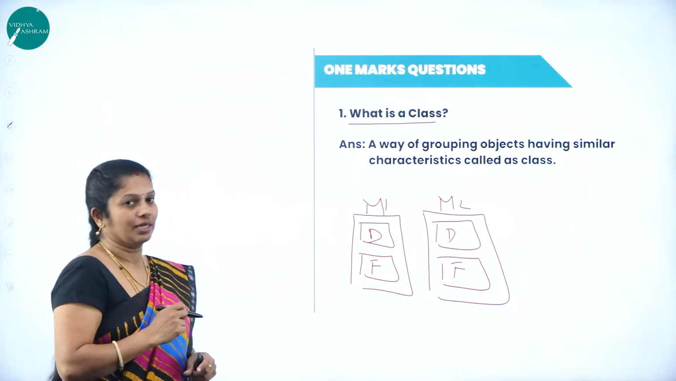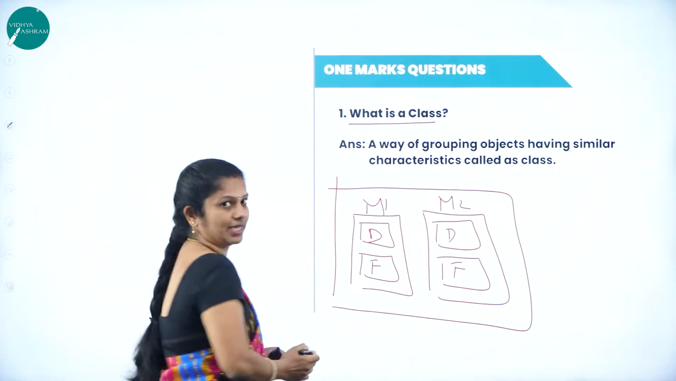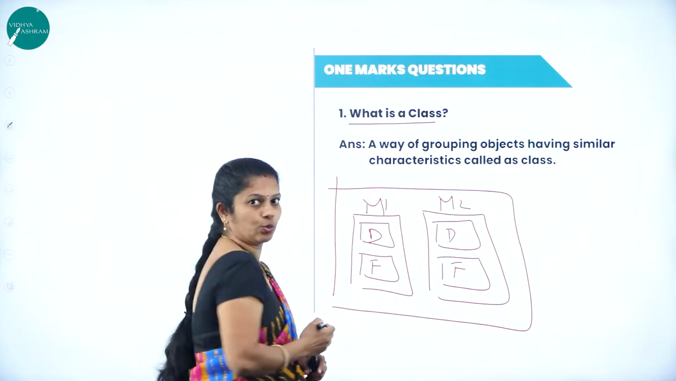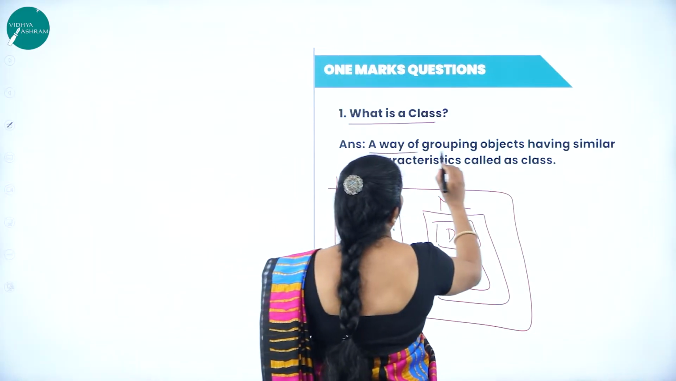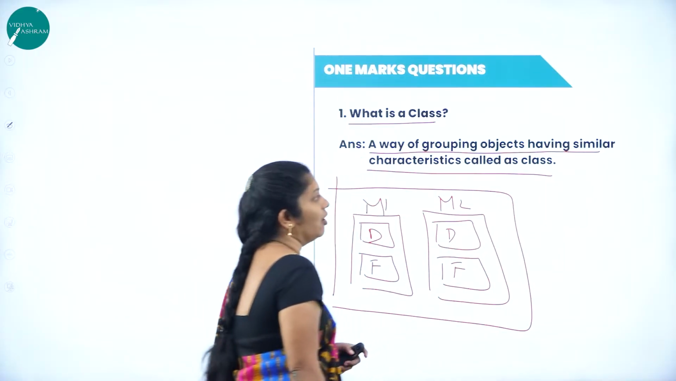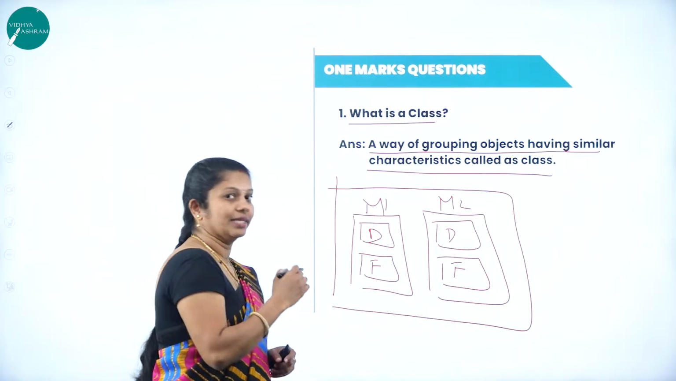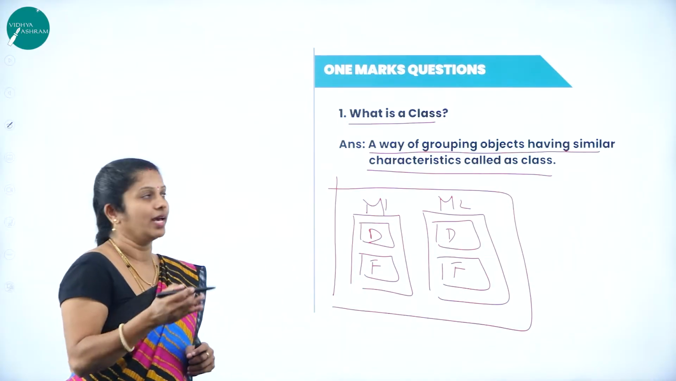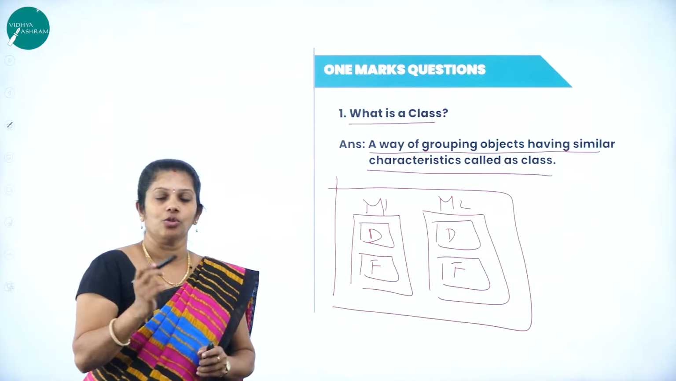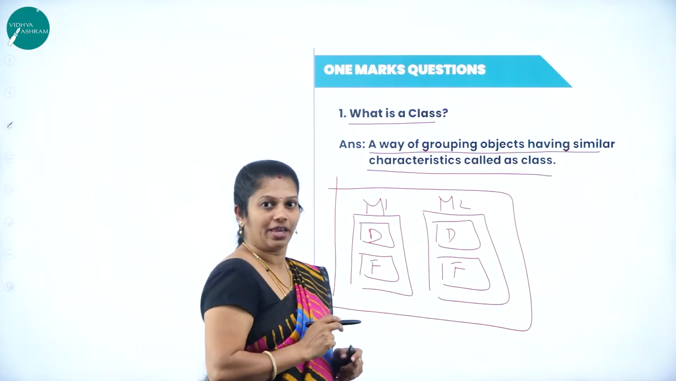When it comes to a class, it is a grouping of objects. This is one object, this is one object. A way of grouping objects having similar characteristics is called a class here. Object is a real-time entity, whereas class is a collection of related objects which have the same characteristics and behavior.